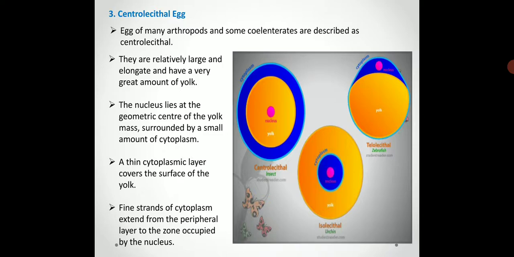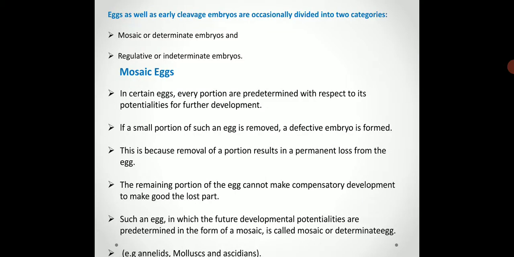A thin cytoplasmic layer covers the surface of the yolk, and fine threads of the cytoplasm extend from the peripheral layer to the zone occupied by the nucleus. So these are the three different types of egg, based on the distribution of the yolk: first one Isolecithal, second one Telolecithal, and third one Centrolecithal egg.